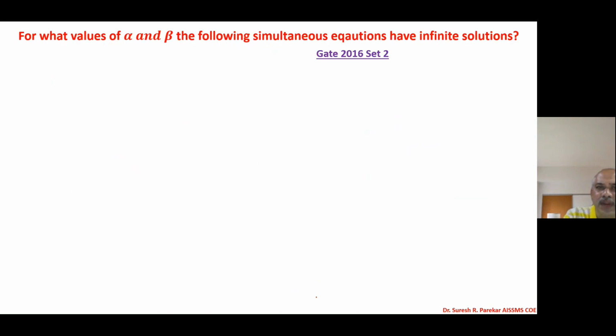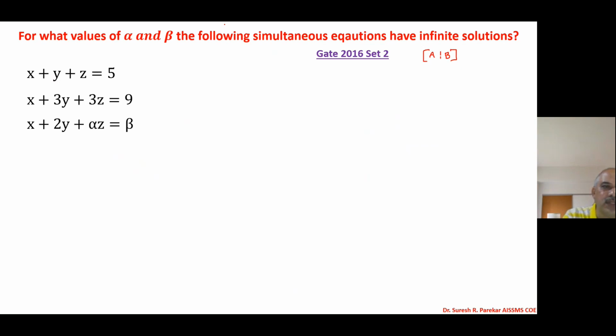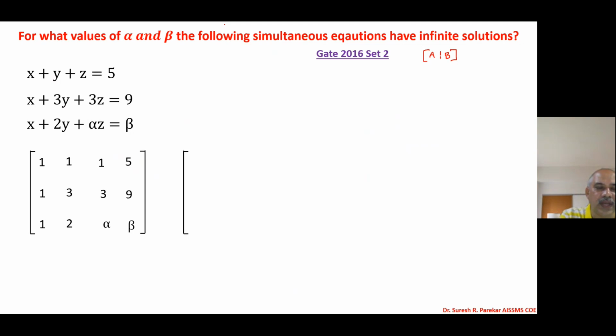Then, for what values of alpha and beta does the following system of simultaneous equations have infinite solutions? Infinite solutions means the rank of A should be equal to the rank of B, and only then can we have consistency, and with consistency we have an infinite solution or a unique solution. So now we have the equations x plus y plus z equal to 5, then x plus 3y plus 3z equal to 9, and x plus 2y plus alpha z equal to beta.